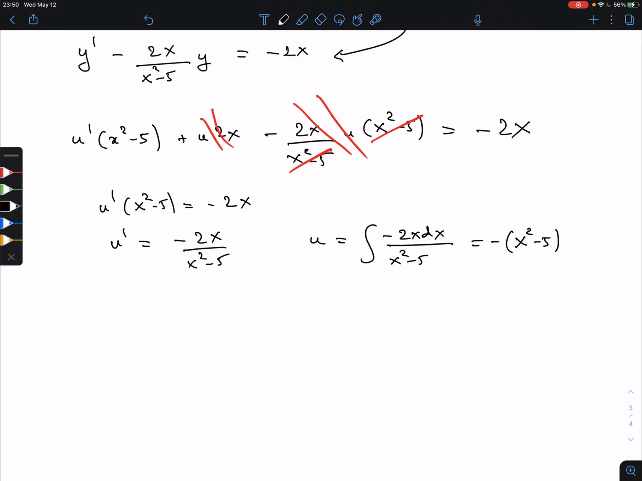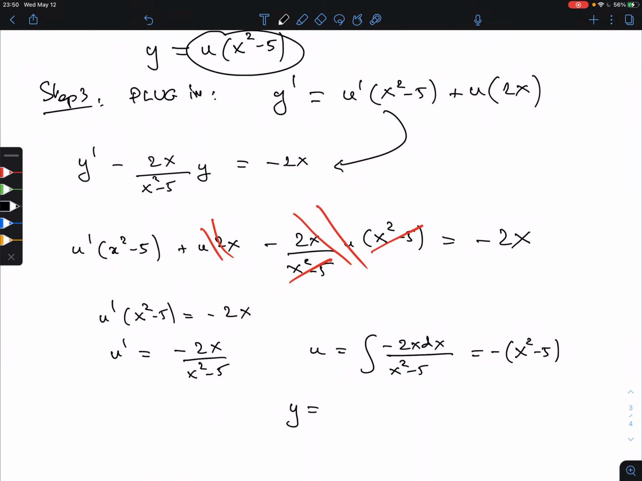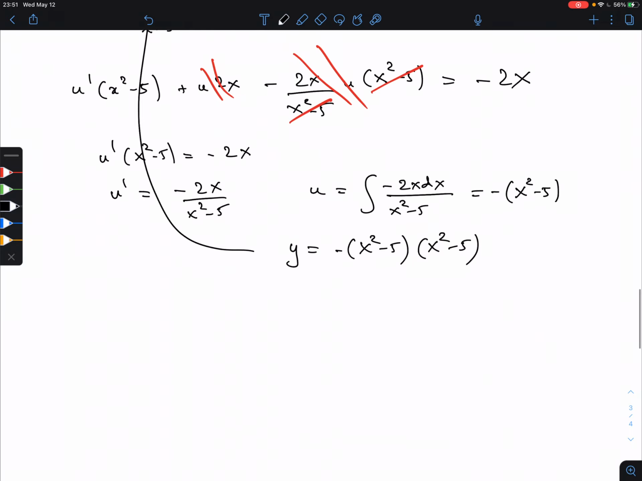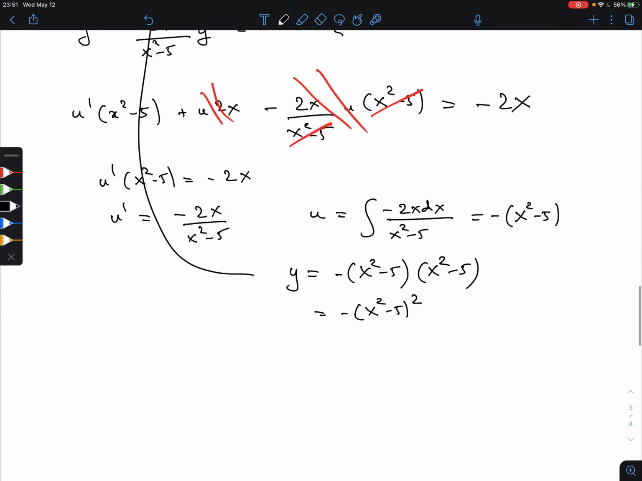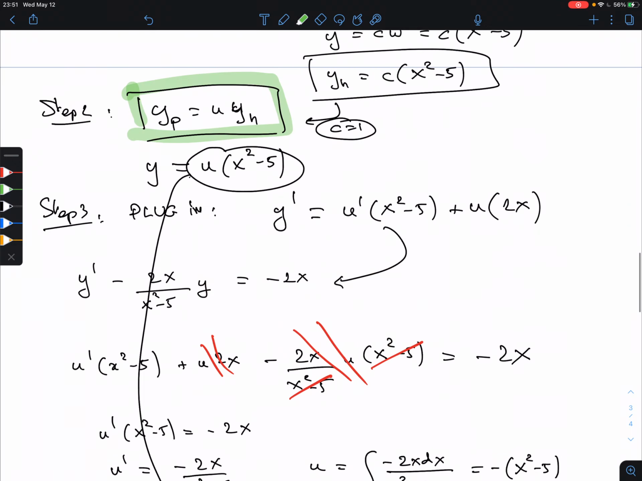Okay, so what is y, therefore? Because remember, the common mistake is to think, oh, u is the solution. No. This is where we have to go now. So y is equal to u, which we just calculated, times x squared minus 5. Okay, that's what it is. So in other words, minus x squared minus 5 squared is the particular solution. I'm going to write my p again because now I'm thinking of my formula again. So this has to go into my formula.